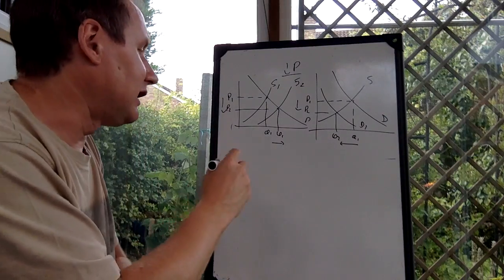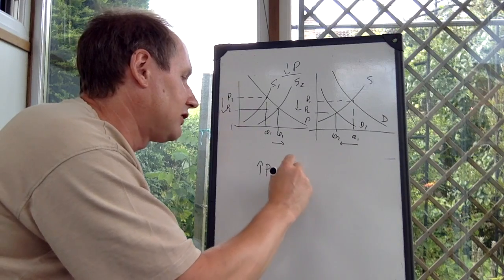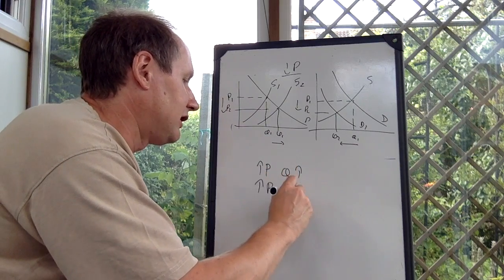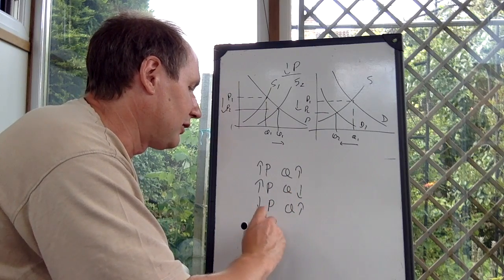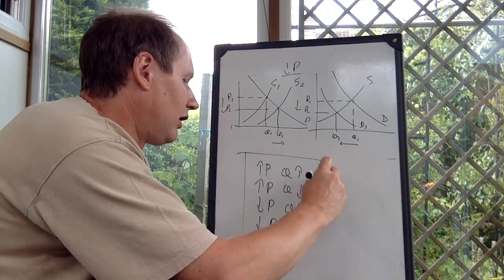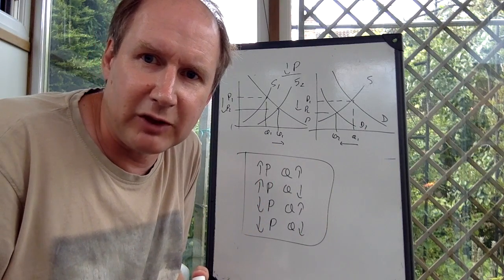So what we can see is that there are four possibilities. It could be that price goes up and quantity goes up. It could be that price goes up and quantity goes down. It could be that price goes down and quantity goes up. And it could be that price goes down and quantity goes down. And that's why you can't just decide what happens to price. You need to analyse what happens to supply and demand.